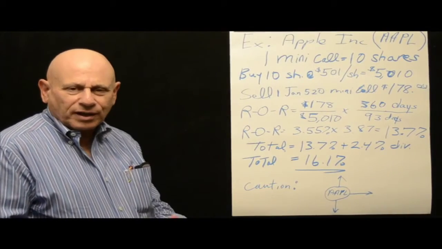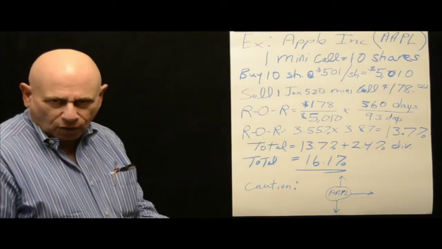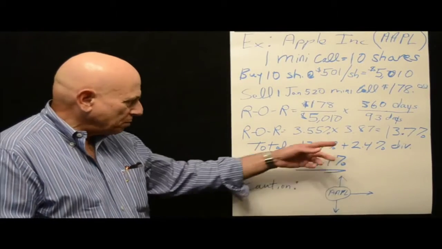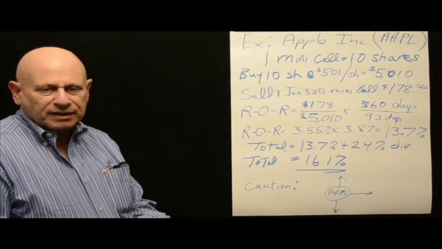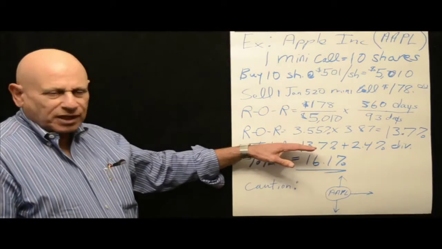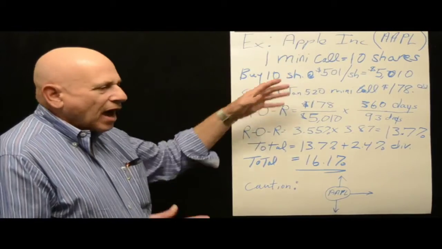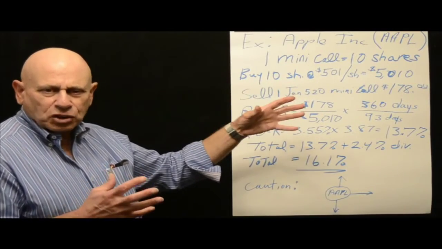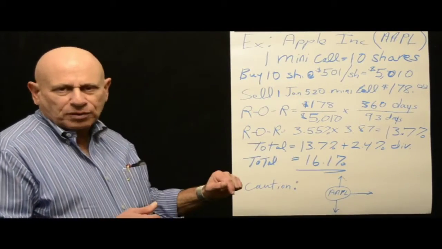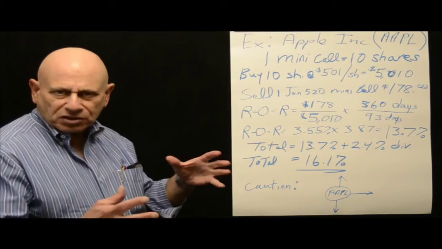But look what you're doing. You're generating cash flow from Apple stock, much more than the 2.4% dividend. You're sacrificing that Apple could go up to 600, but you're saying to yourself, I'm willing to sacrifice some rate of return for greater cash flow now. There's always trade-offs in the stock market.